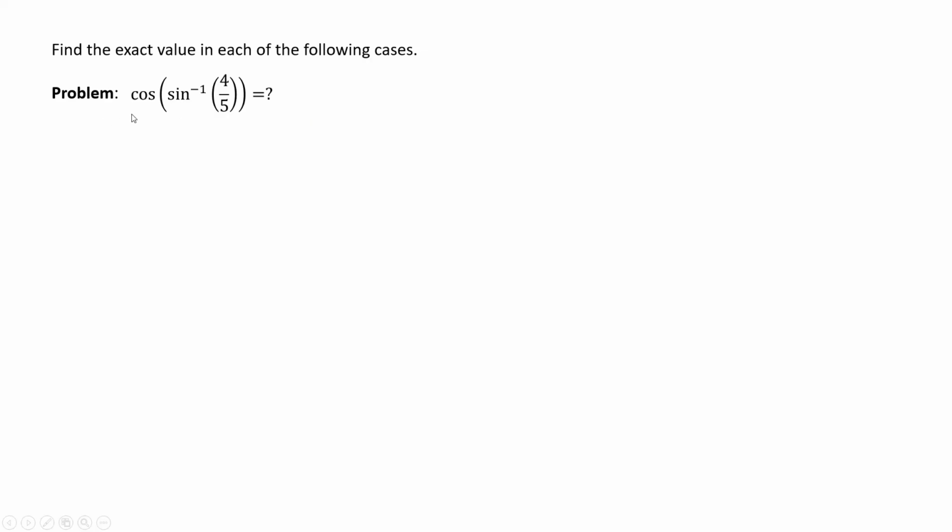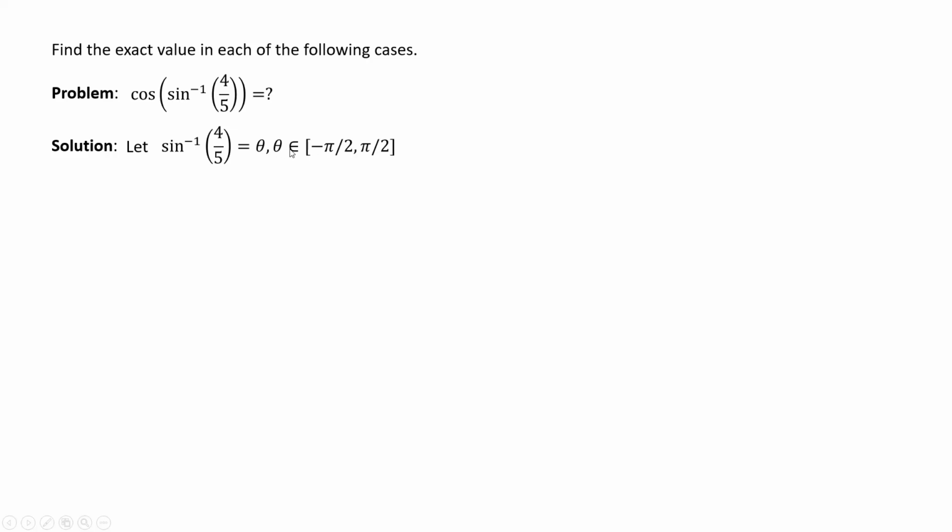But now we are being asked to find cosine of sine inverse of 4/5. How do you do that? You need to say, let sine inverse of 4/5 be equal to theta. And then that theta better be in the interval negative pi half to pi half. In other words, that theta better be in the fourth quadrant or the first quadrant, right?